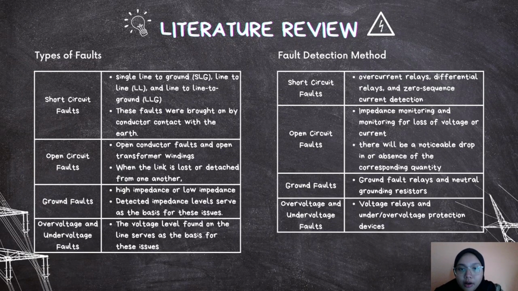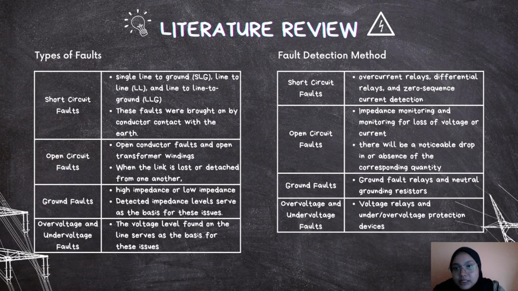For open circuit fault, there are 2 types of fault that can occur, which are open conductor fault and open transformer winding. These faults occur when the link is lost or detached from one another. For ground fault, it can be classified based on the impedance level, which can be seen as high impedance fault and low impedance fault. For over voltage and under voltage, it can be seen from the voltage level found on the line served as the basis for this issue.